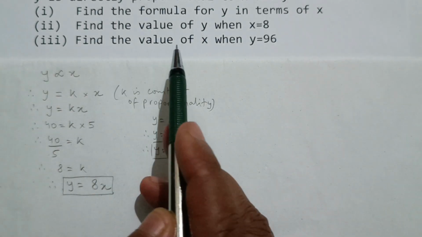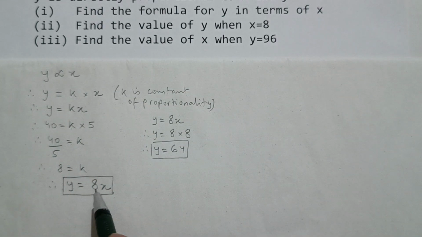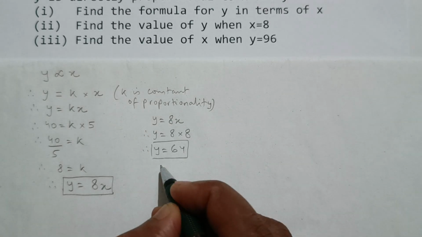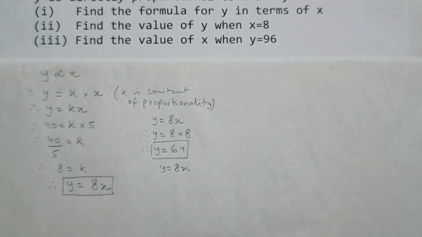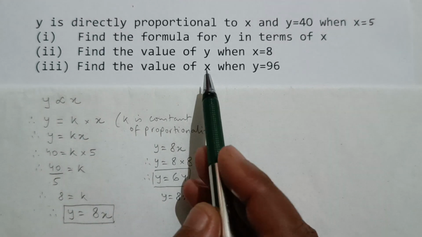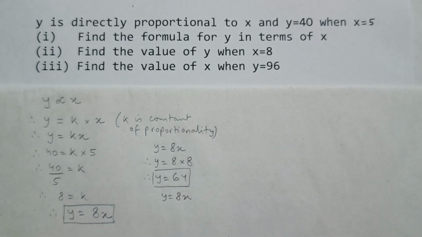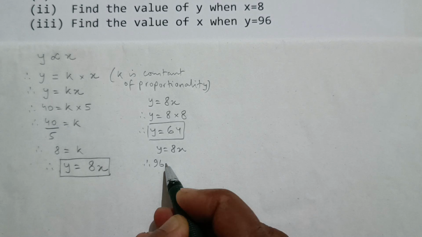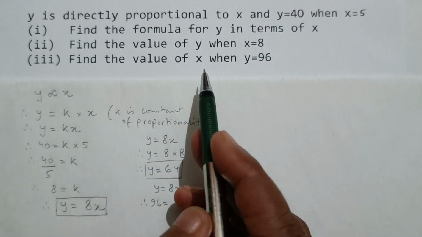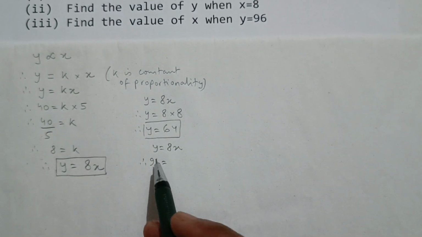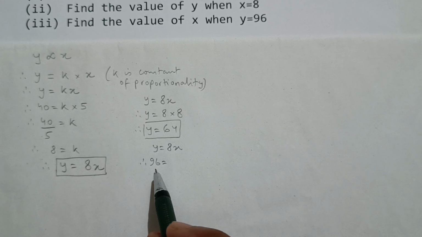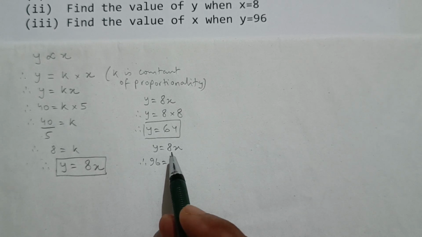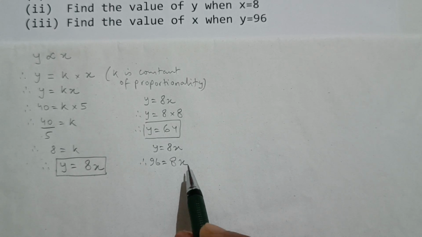Now similarly for question number 3, the equation is y equals 8x. Here we have to find the value of x when y equals 96. So the value of y is 96, and we have to find the value of x. Instead of y, I will write its value, which is 96. So 96 equals 8x.